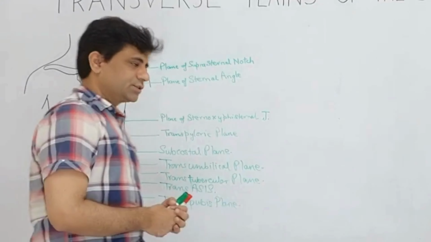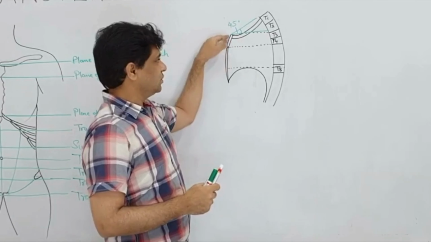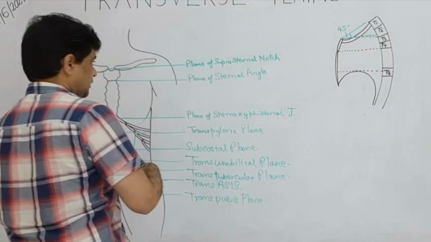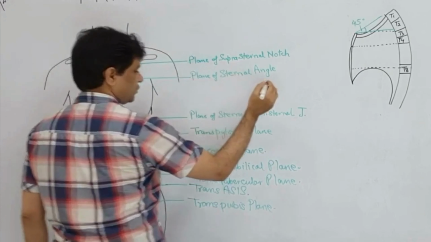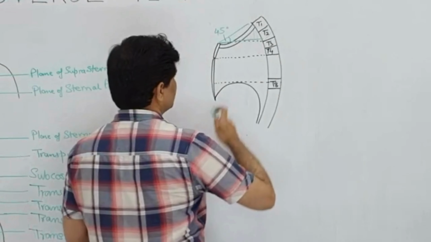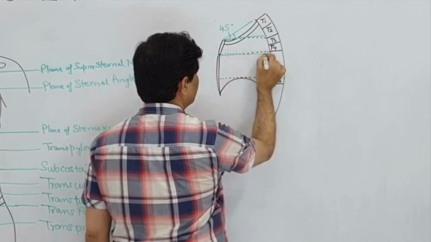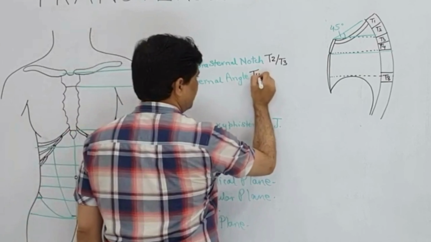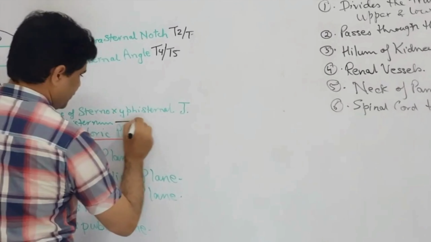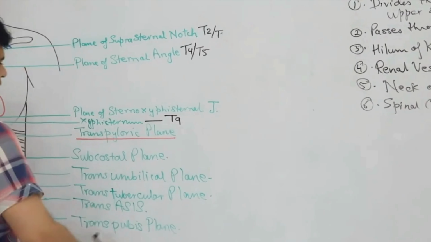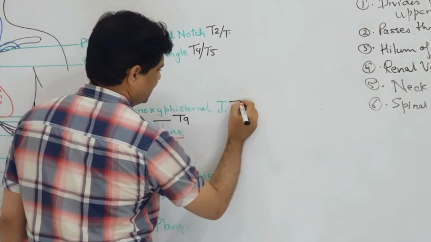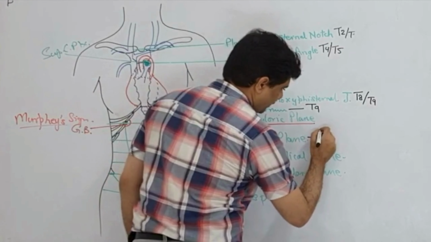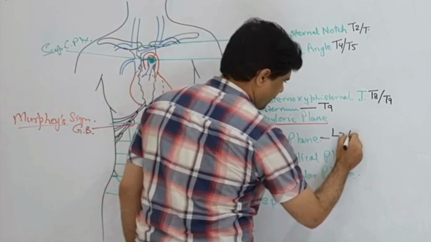Remember that the suprasternal notch posteriorly crosses between T2 and T3. So you can write here that this is the level of T2, T3. This transverse plane is the plane of sternal angle, and this plane of sternal angle passes between T4 and T5. The xiphisternal joint lies at the level of T9, and what I told you about the sternal-xiphisternal angle, that lies at the level of T8, T9.